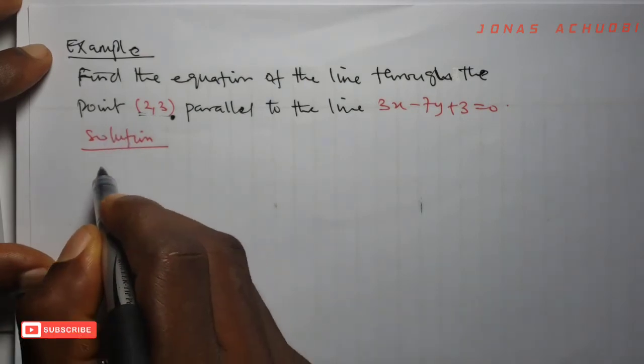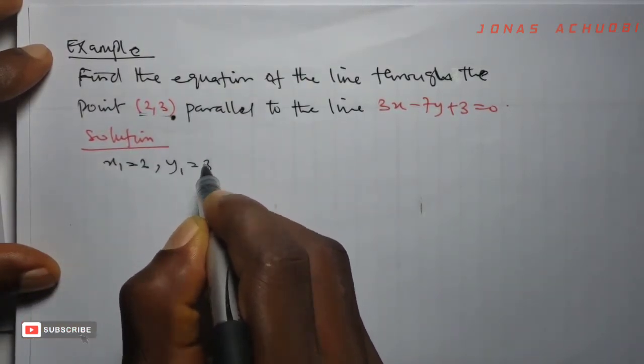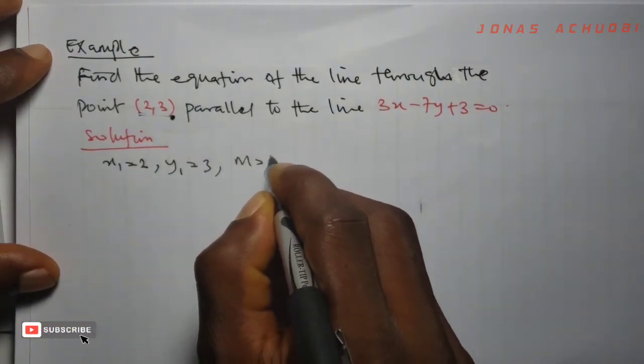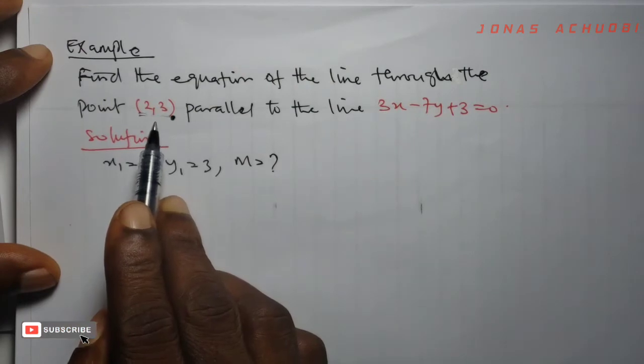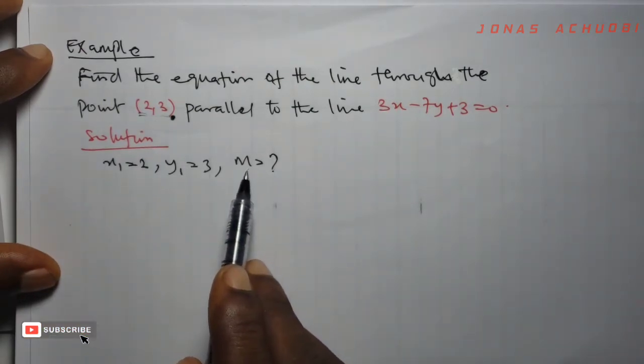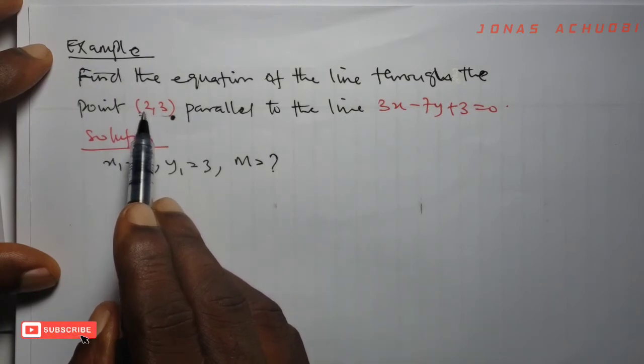Now, we have x1 as 2, we have our y1 as what? y1 as 3. But we are not given the slope of the line. The slope of the line is not known. Of course, if we had known the slope of the line, it would have been easy to apply the point slope form of equation of a straight line to get such an equation.